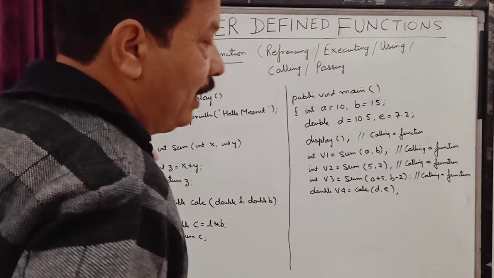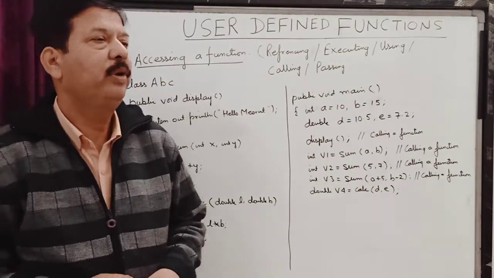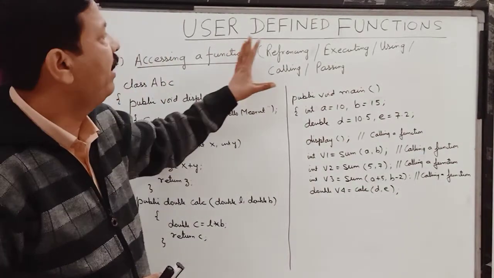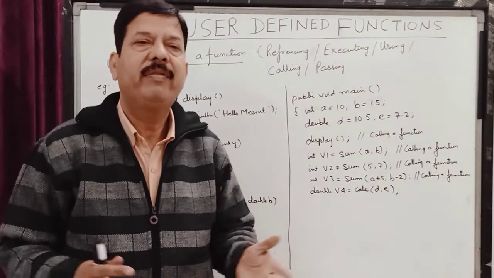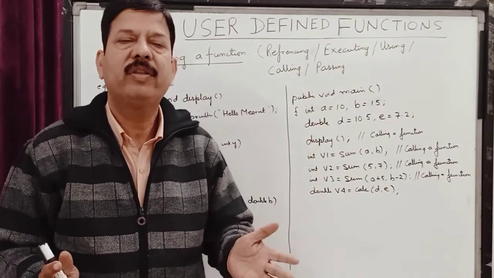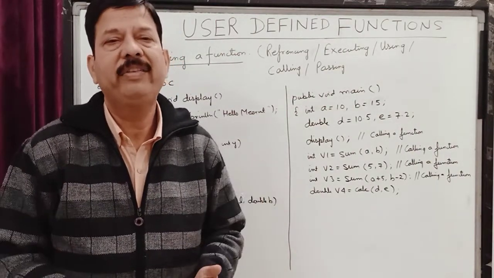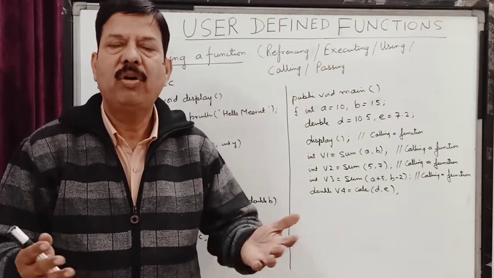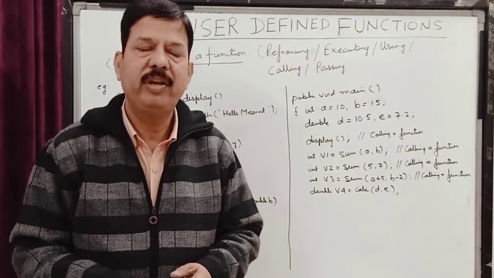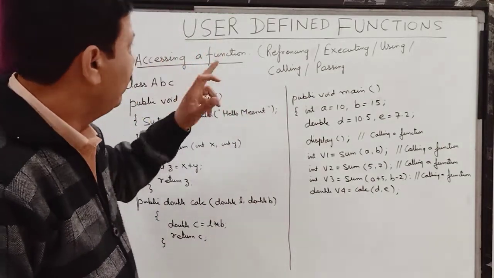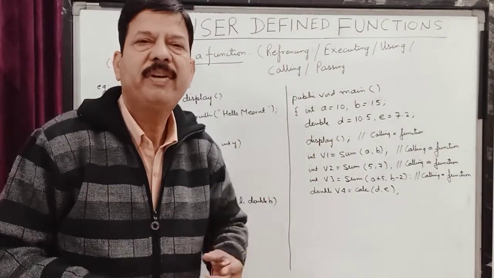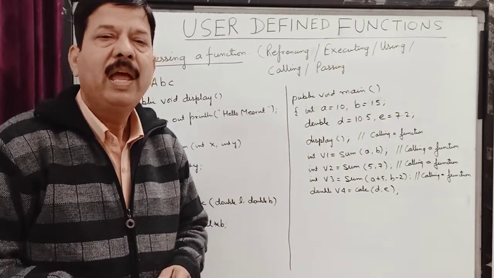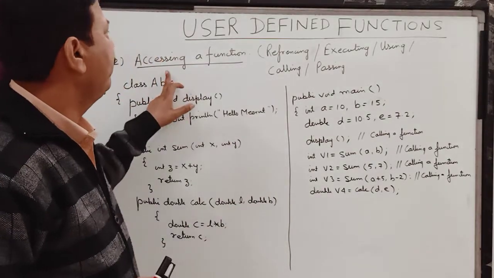So welcome children once again, and today we are in continuation with the previous video, that is user defined function. User defined function means, children, the functions which the user first defines and then uses. How to define a function we already discussed in the previous video, and I told you that whenever we use a function there is a two-step process. First we have to define or create a function, and then the next step is to access a function.